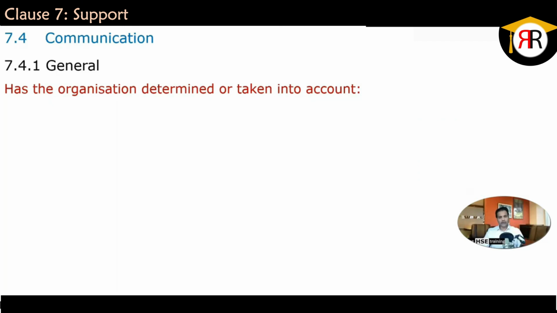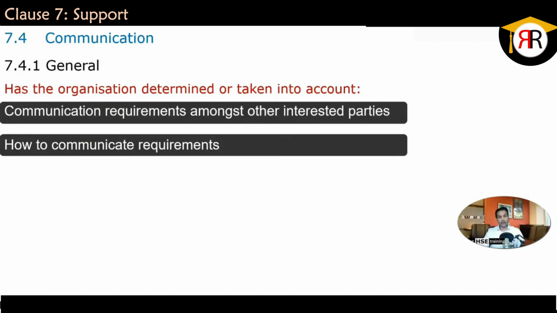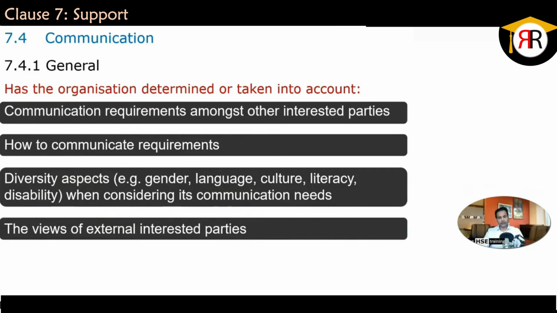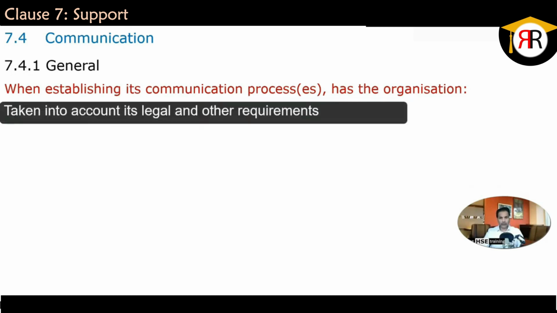Has the organisation determined or taken into account communication requirements amongst other interested parties, and how to communicate requirements? Also diversity aspects when considering its communication needs, and the views of external interested parties. When establishing its communication processes, has the organisation taken into account legal and other requirements?